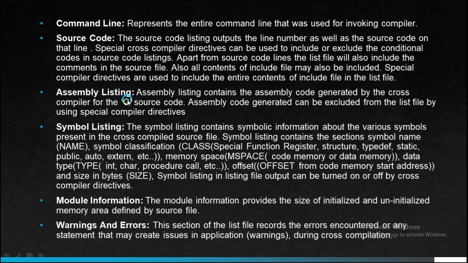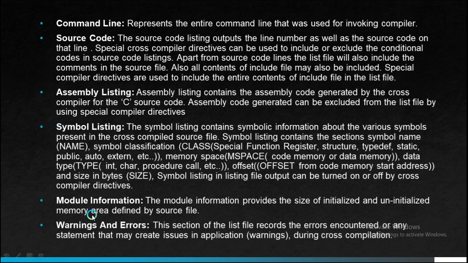Assembly listing means, as the name suggests, the assembly code that has been generated by the cross compiler will be stored in this assembly listing section. Next is symbol listing. Symbol listing, also as the name suggests, will be dealing with the details of the symbols that have been used in the source code. So symbol listing also will include some subsections like symbol name, symbol classification, memory space, offset, and size in bytes. All of this for a symbol included in the source code will come under symbol listing.